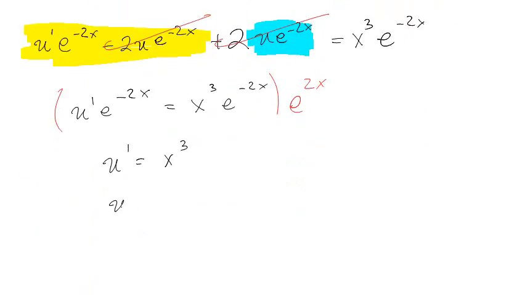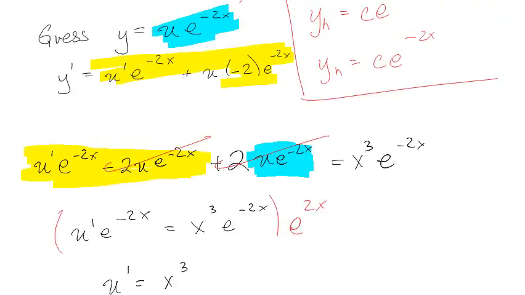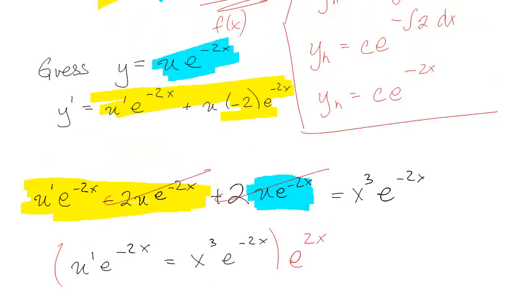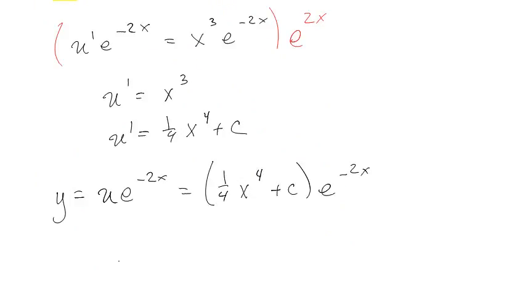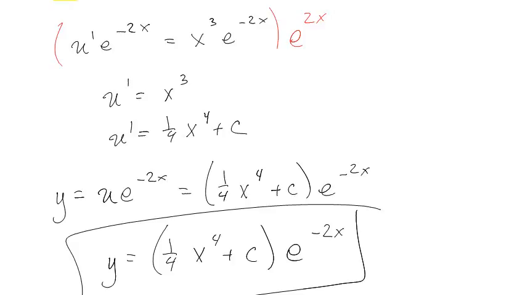So u is equal to 1/4 x to the 4th plus c. I have to remember why I was doing this: my guess was that y was equal to u times e to the negative 2x. So I plug that in and just leave it like that. Here's my answer: 1/4 x to the 4th plus c, times e to the minus 2x. That's my solution to that linear non-homogeneous differential equation.